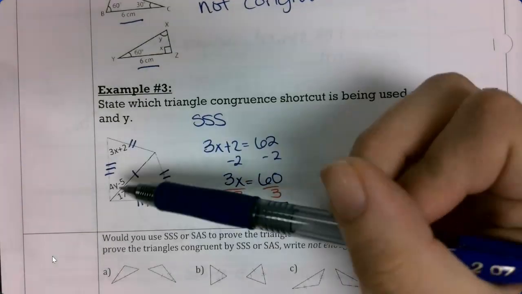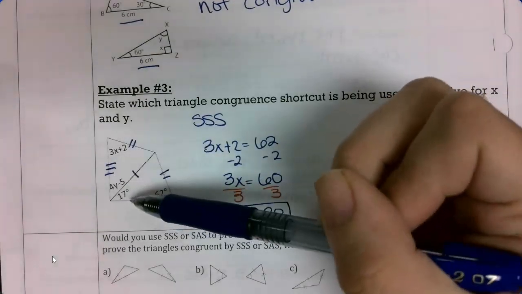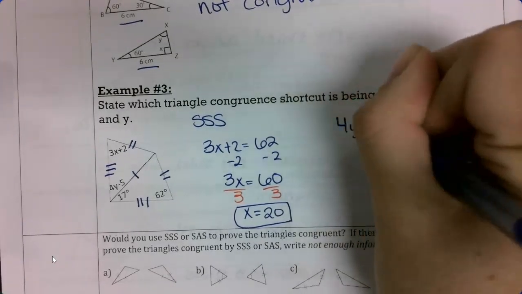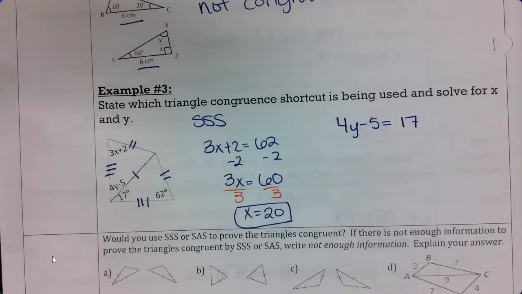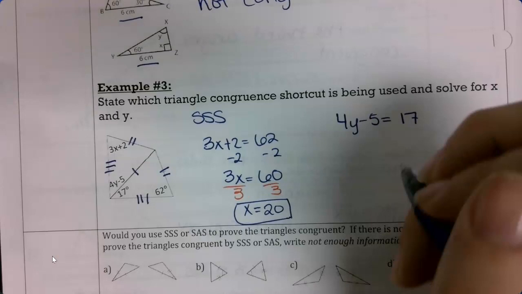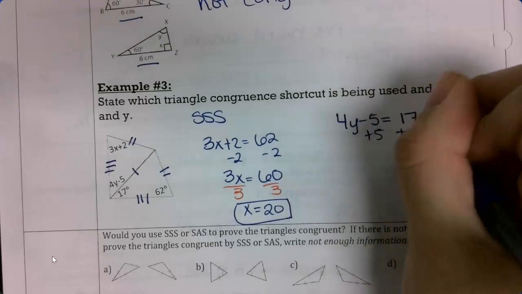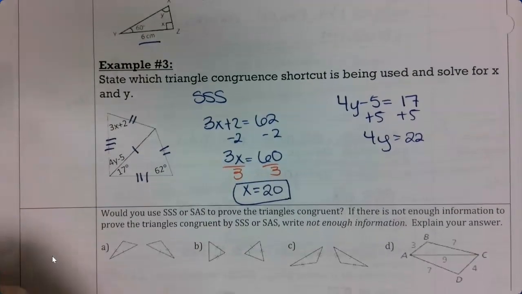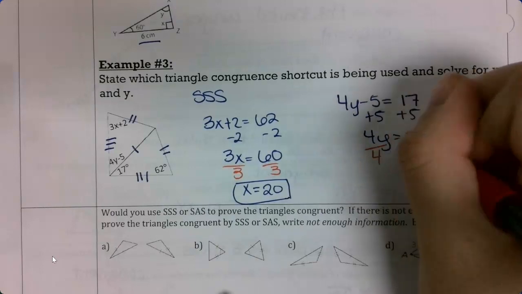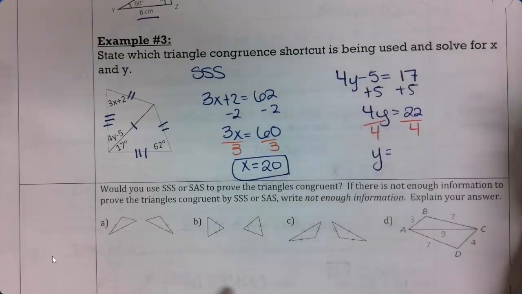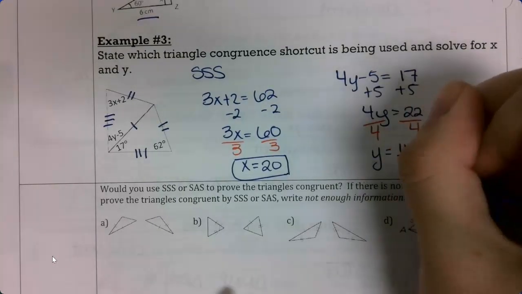And then my y angle is in between the 1 and 3. So that matches up with the 17 that's in between the 1 and 3. I have 4y minus 5 equals 17. So when I add 5 to both sides, I have 4y equals 22. Divide both sides by 4, and I get y equals, this simplifies because they're both even, 11 over 2.